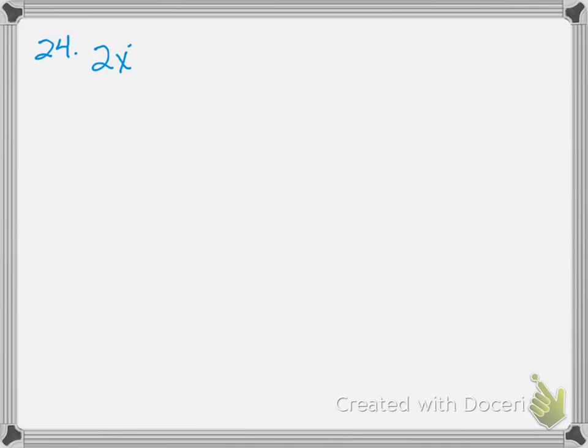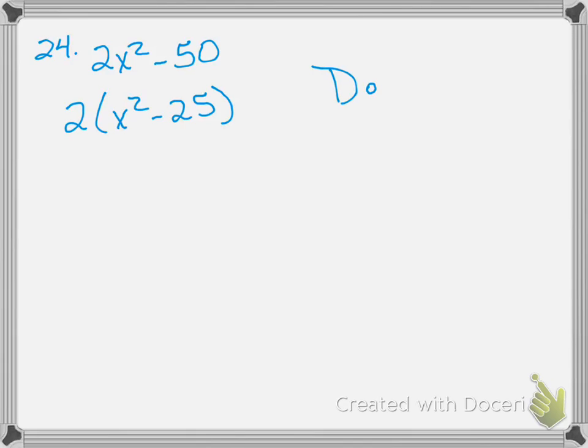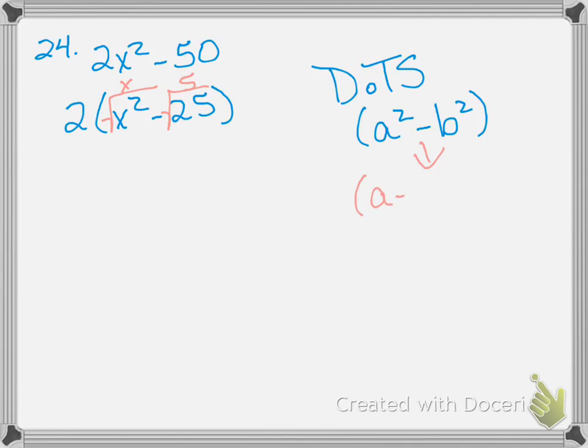Number 24. Okay, this one, once I factor out a greatest common factor, I find that I have a difference of 2 squares. Remember, that's a squared minus b squared. That factors down into (a plus b) times (a minus b). So here I end up with 2 times (x plus 5) times (x minus 5).